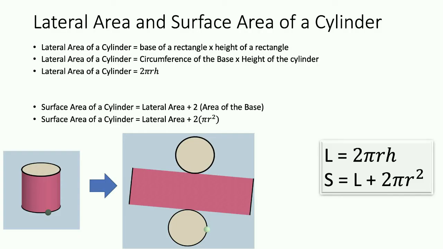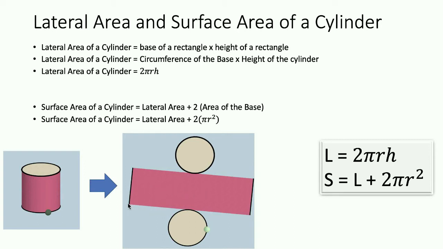As we look at the lateral area and surface area of a cylinder, we're going to see that it's really the same idea as the lateral area and surface area of a prism. Let's go to the similarities. It's the base of a rectangle. So here's our cylinder. Here is the net. The lateral area is this reddish pinkish part, and that's a rectangle.